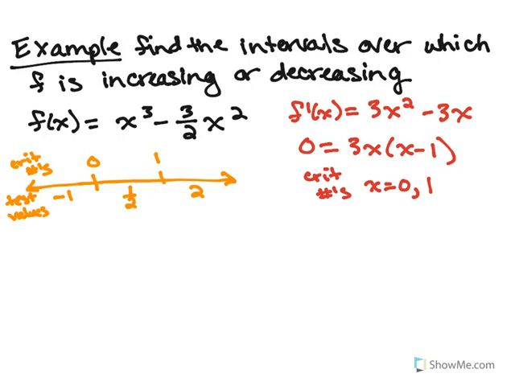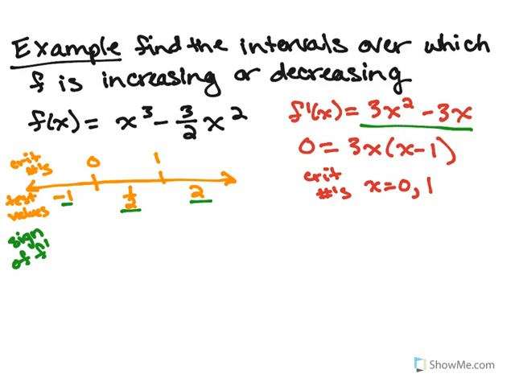And I'm going to use them to find the sign of my derivative. So I'm going to plug these test values into my derivative. So when I plug a negative 1 into here, negative 1 squared is positive 1, so I get 3. And then negative 3 times negative 1 is going to give me a positive 3. So I'm going to get 6.